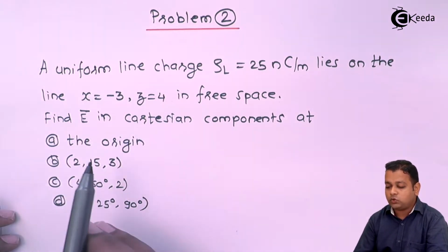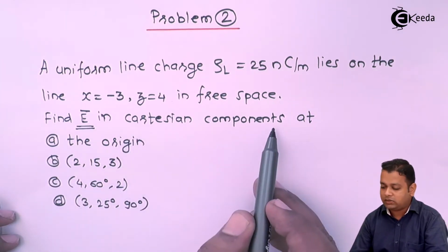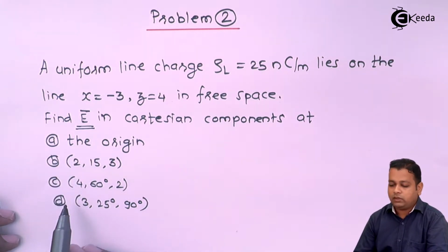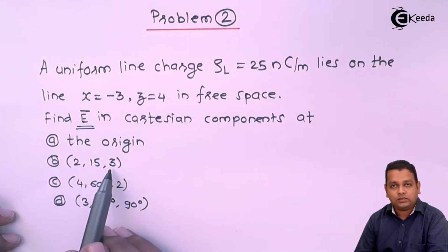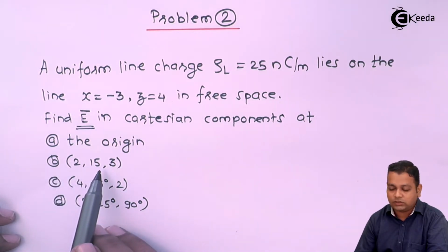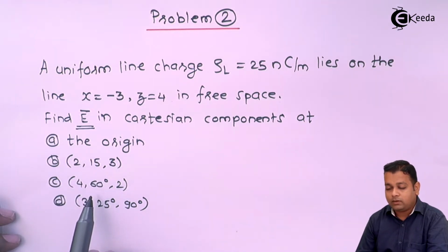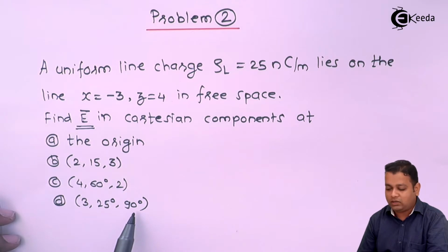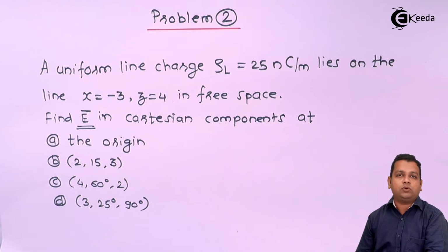Now we are asked to find electric field intensity E bar in Cartesian components at these points. Now the points, the origin we know. This point, all are lengths, no degrees, no radians, that is why this is rectangular coordinate representation. One angle is there in part C, so this is cylindrical coordinate representation. These are two angles, 25 degrees and 90 degrees, that is why this is spherical coordinate system representation. So let us solve this problem.